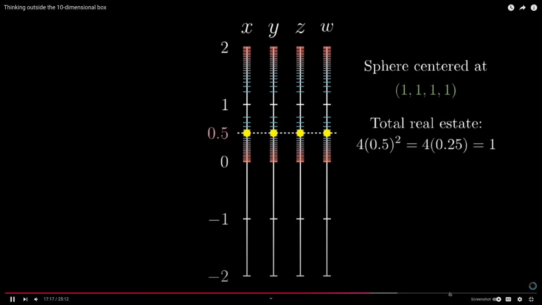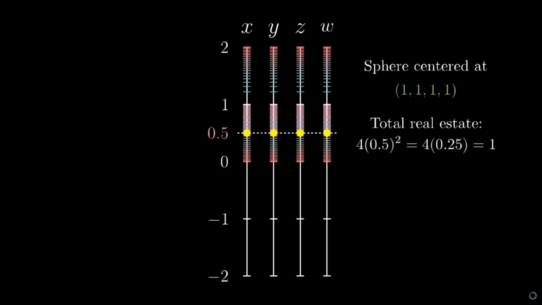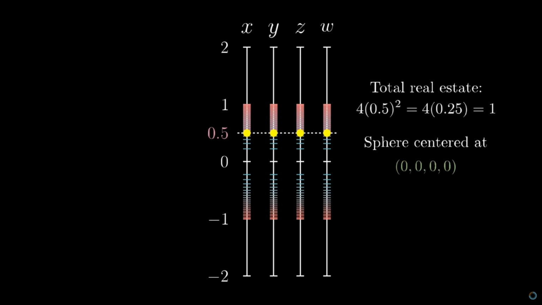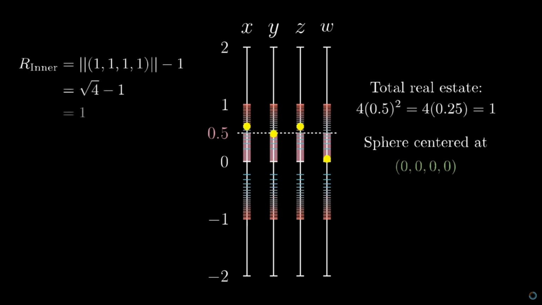And that's because when one of the coordinates is 0.5 units away from 1, it has 0.25 units of real estate with respect to the point 1. We do the same trick as before, thinking of this now as a point of the inner sphere and measuring things with respect to the origin, but you can already see what's cool about 4 dimensions. As you switch to thinking of real estate with respect to 0, 0, 0, 0, it's still the case that each of these 4 coordinates has 0.25 units of real estate, making for a total of 1 shared between the 4 coordinates. In other words, that inner sphere is precisely the same size as the corner spheres.